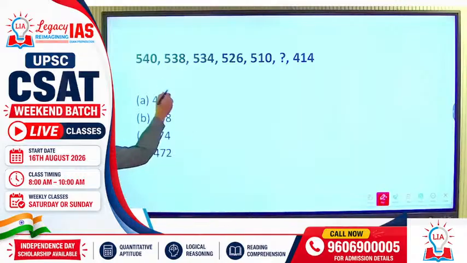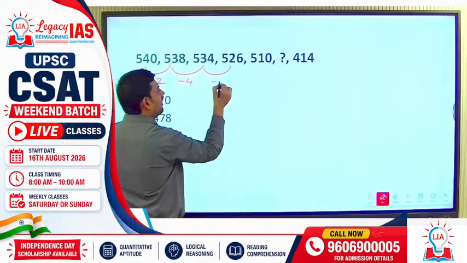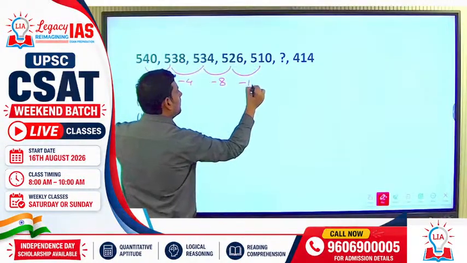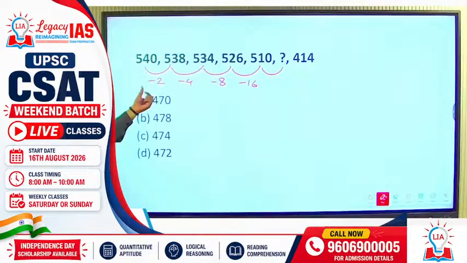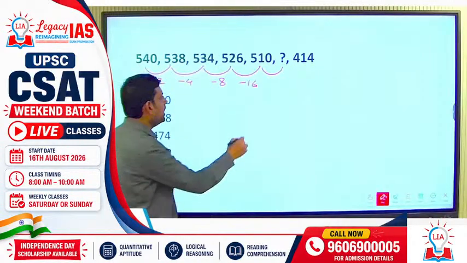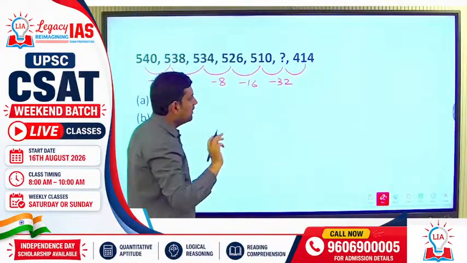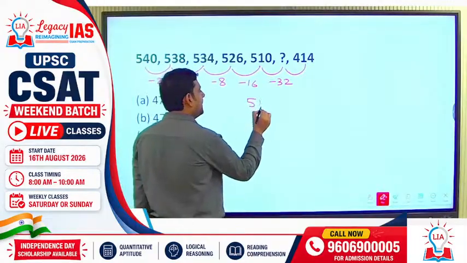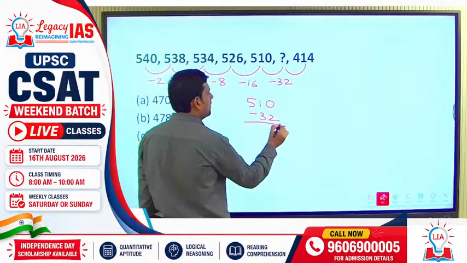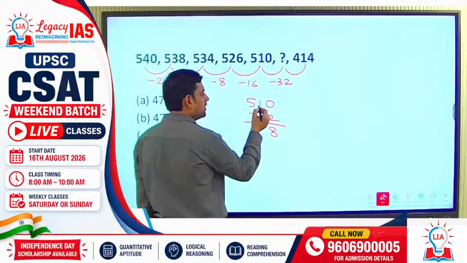Done. What you have to do? This is minus of 2. Next would be what? Can you see a pattern? 2, 4, 8, 16. Next would be, correct. And next should be minus of 64. Now let's check minus of 32. So 510 minus 32. This becomes 10 minus 2 is 8. Correct. Then this becomes 0.